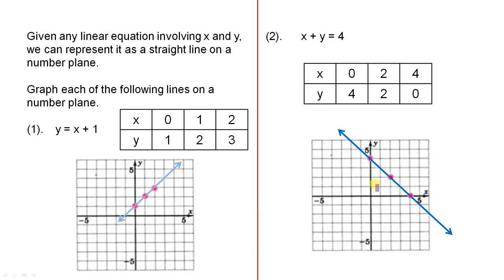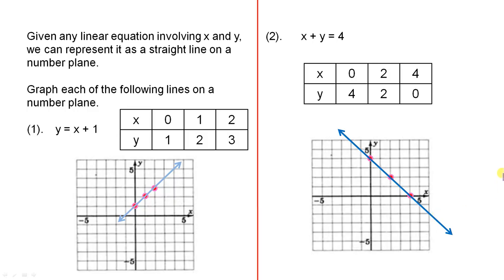So we plot these points on the number plane. So here we have (0, 4), (2, 2), and (4, 0). So here are 3 points which lie on that line. So all you do is join them together. And that equation is the equation of this line on the number plane.